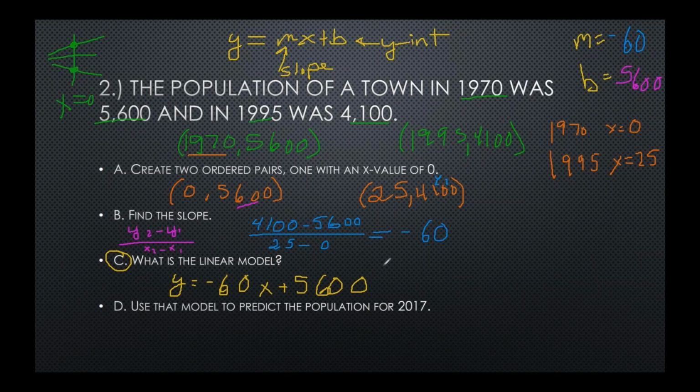Now we can use this linear model to predict populations of any years. So that's letter D. We're going to use this model to predict for 2017. If you think about it, 1970 was x equals 0. So now we're talking about 2017. How many years later is 2017 when compared to 1970?